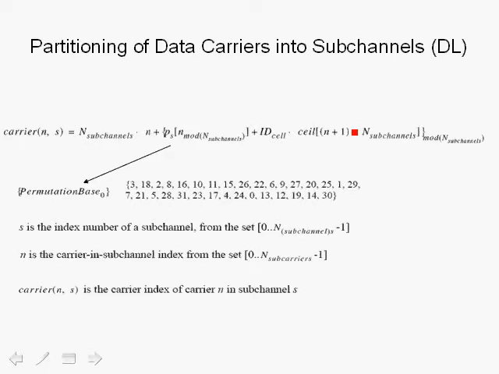It's an integer. We take that times the cell ID plus the permutation shown over here, as we discussed, and take the sum and do an n mod number of subchannels, which is 32, and then add it to the number of subchannels times the index n, and we obtain the carrier index that is used within the subchannel for the nth carrier within the subchannel.